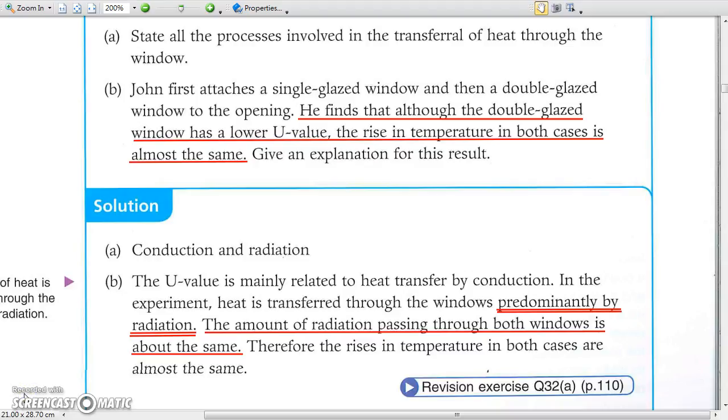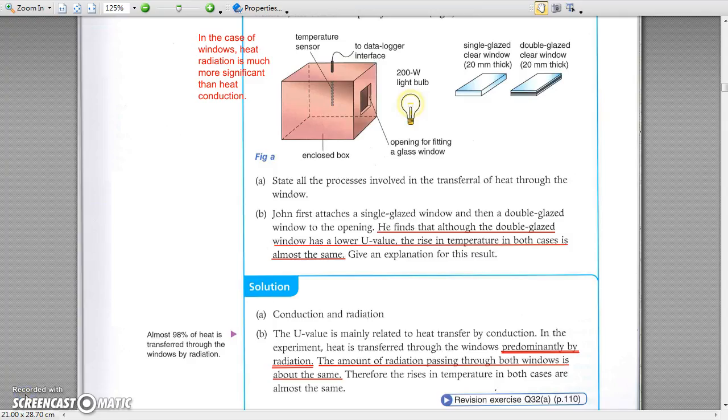In other words, remember, when there is a window, heat transfer by radiation through the window is often much more than that by conduction. So reducing the heat transfer by radiation is important if we want to reduce electricity consumption of a building.